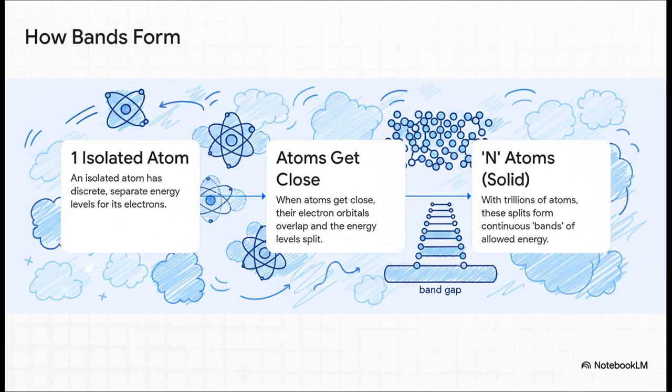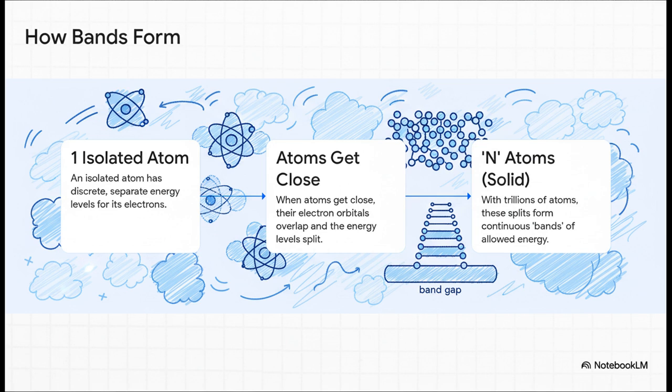Okay, so here's the basic idea. Imagine a single, lonely atom. Its electrons have these very specific, neat little energy levels, like rungs on a ladder. Now bring another atom close. Suddenly, their electrons start to interact, and to keep the quantum rules happy, those single energy levels have to split into two. Now, imagine not two atoms, but trillions and trillions of them, all packed together in a solid.